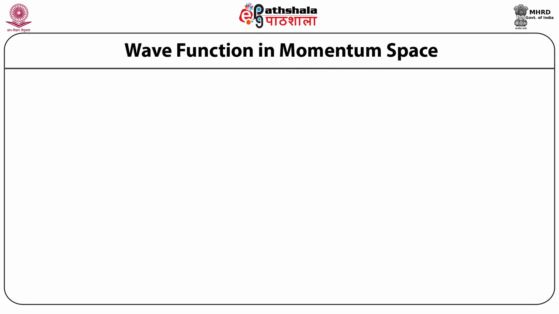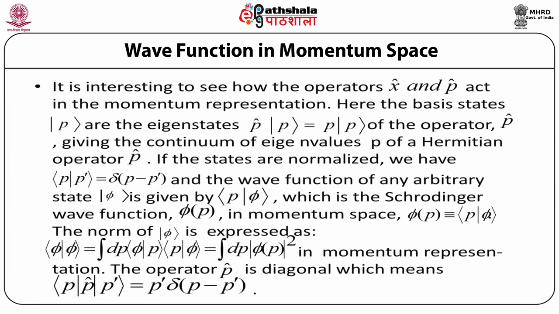Wave function in momentum space. It is interesting to see how the operators x and p act in the momentum representation. Up till now we have been discussing the operators x, the coordinate or position operator, and the momentum operator in the coordinate or space representation. Now if we want to study these operators in the momentum representation, we can first define the basis states |p> as p|p> = p|p>, where p are the eigenvalues of the basis states |p> of the operator p, giving the continuum of eigenvalues p of a Hermitian operator p.